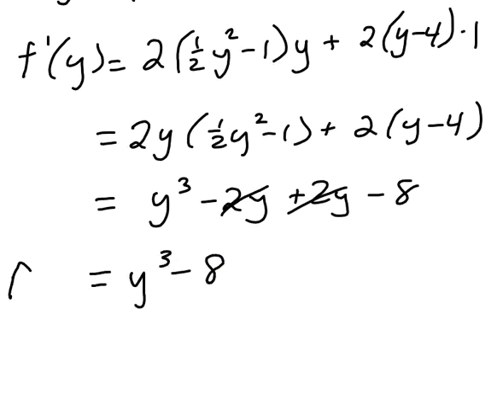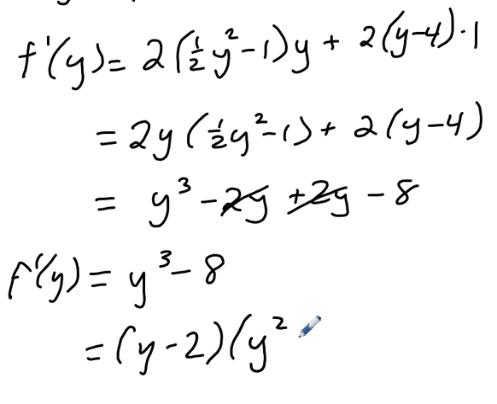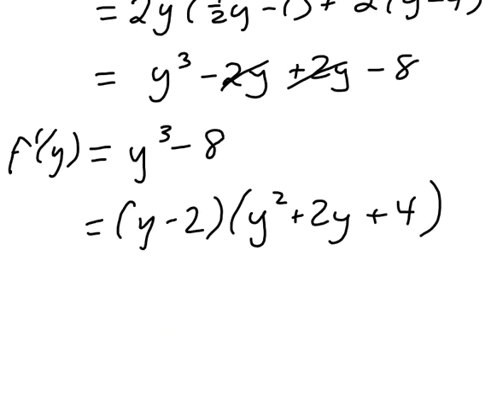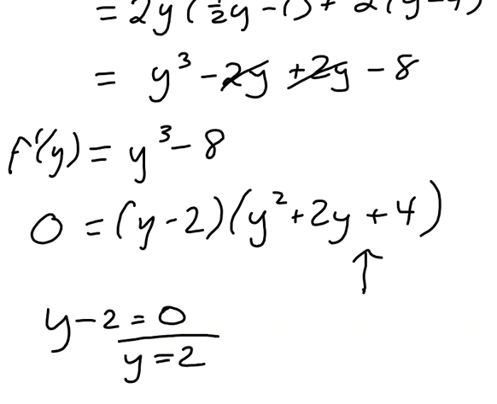Now that looks like it has the potential for 3 answers, but we know by our difference of cubes, this will factor to (y minus 2)(y squared plus 2y plus 4). Again, by our Algebra 2 knowledge, we know this piece only has imaginary answers, so I'm not going to bother even solving it. So y minus 2 equals 0, so y is equal to 2. That's the only real solution from that cubic.